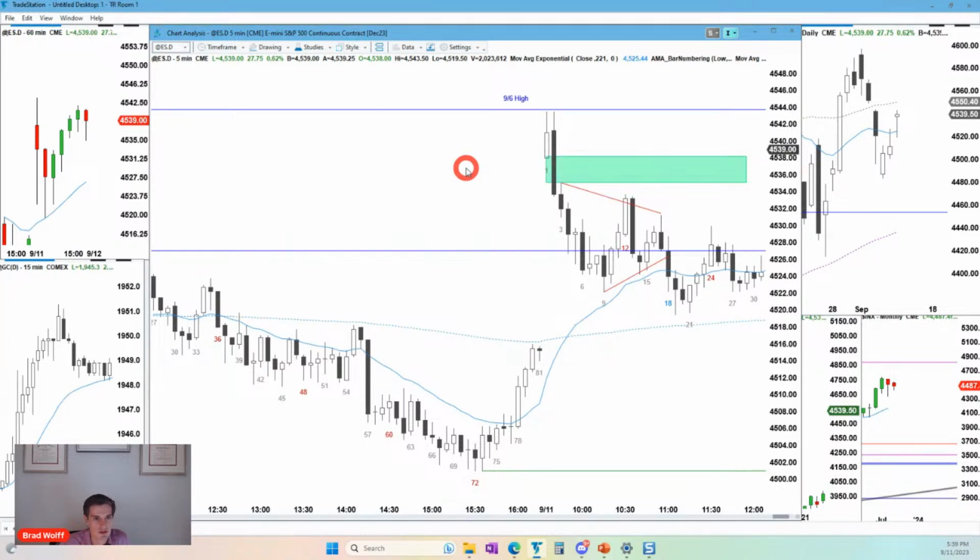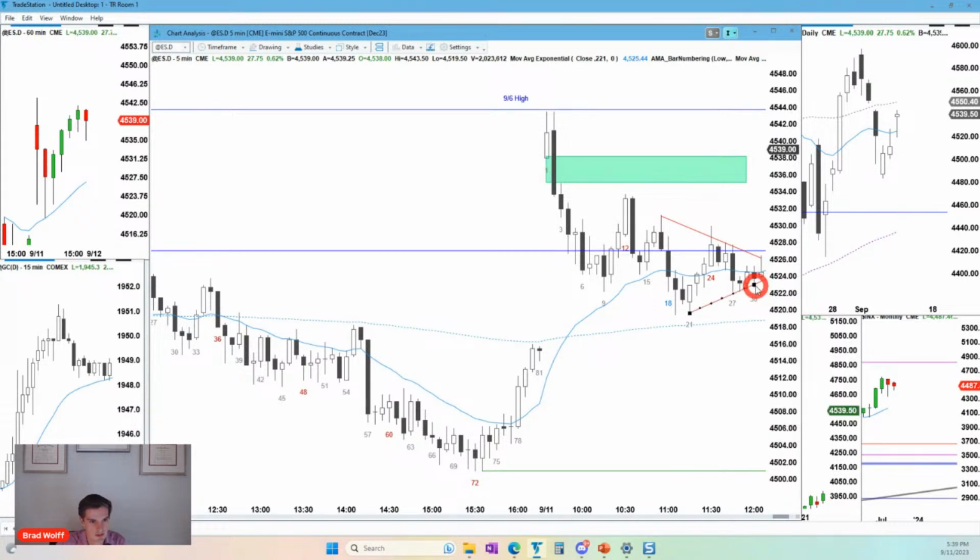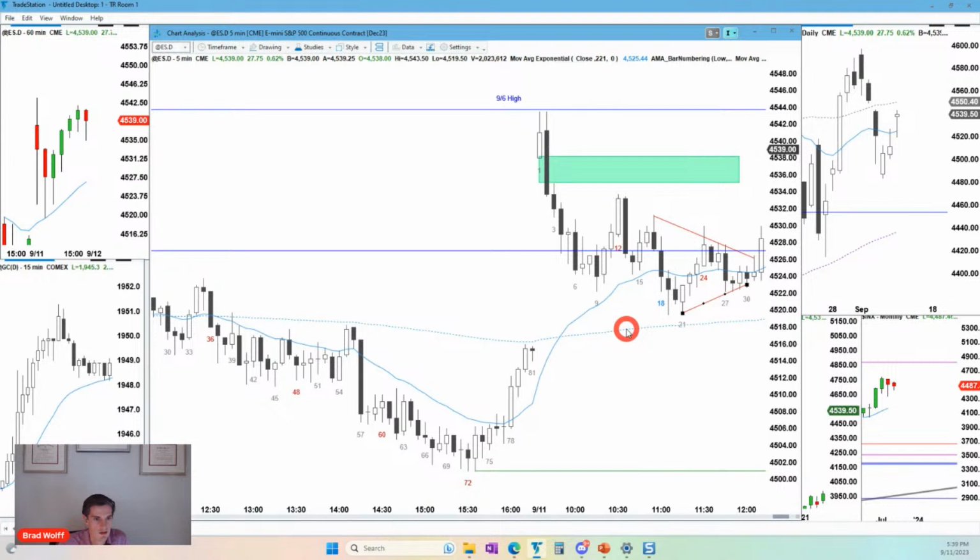31, doji, probably going to lead to more sideways trading, but we had a triangle here. We have another triangle here with 17, 24, 31, 21, 27. So I'll just go ahead and draw that one. There's the triangle. Here's the triangle. So may go more sideways. 32, breakout above the triangle.